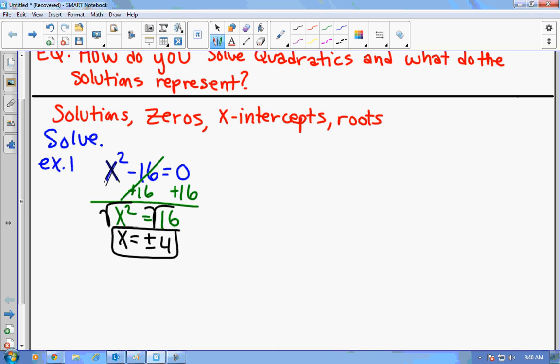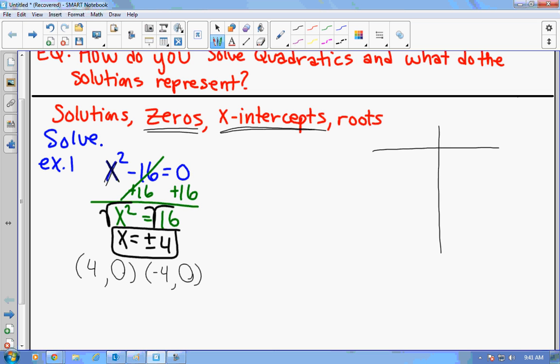Okay? Being a 0 means these are actually points on the graph. X is 4 and x is negative 4. Their heights are 0. That's why we call them zeros. Their heights are 0. Well, if their heights are 0, where are they on the graph? They're where? The x-axis, so they're actually x-intercepts. That's why we have all these names for the same thing.